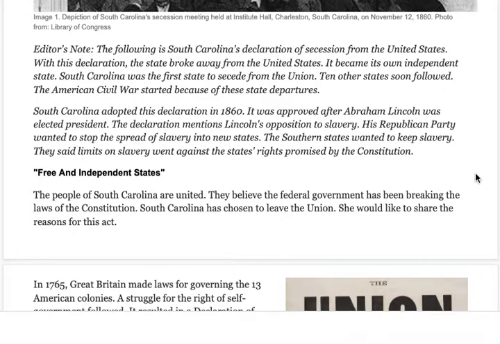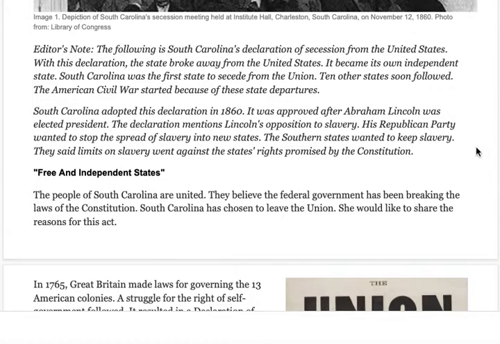South Carolina adopted this declaration in 1860. It was approved after Abraham Lincoln was elected president. The declaration mentions Lincoln's opposition to slavery. His Republican Party wanted to stop the spread of slavery into new states. The southern states wanted to keep slavery. They said limits on slavery went against the states' rights promised by the Constitution.